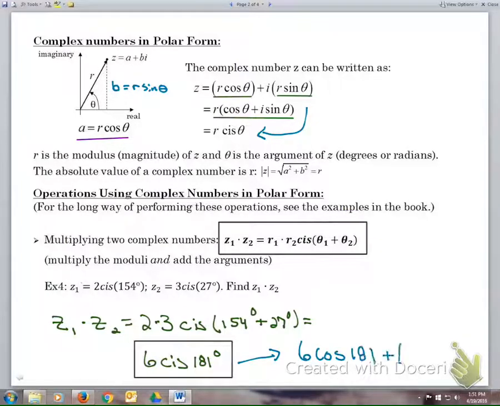If I wanted to write it as a complex number, I would expand it, so not in its abbreviated form. I'd expand it to 6 cosine 181 plus 6i sine 181. Then I would take my calculator and find the cosine of 181 times 6 and the sine of 181 times 6. And that is the complex number in rectangular form. So one's polar form and one's rectangular form. So I might ask you, okay, multiply these together and then give me the answer in both forms. So that's how you would give me the answer in both forms.